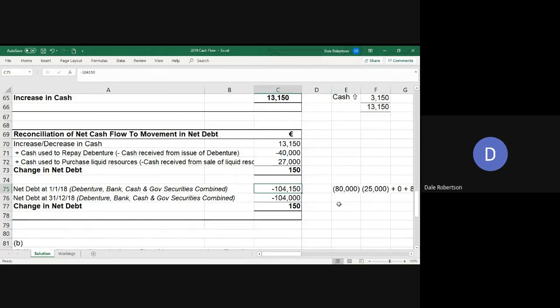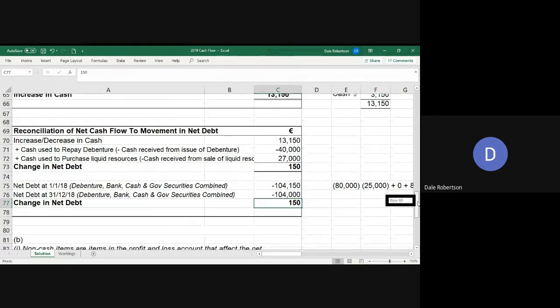Now, how do you get the next number? Well, it's the exact same procedure. It is minus 120, minus 15,000 for the bank overdraft, but you do have government securities of plus 27, and you do have plus cash of 4,000, and that gives you 104. And when this 150 matches this 150 here, well, that is your proof confirmed.